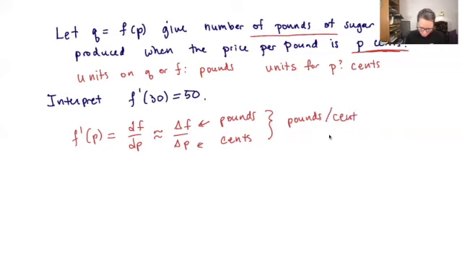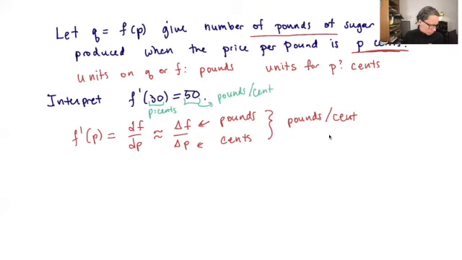Okay, so what does it mean to say f prime of 30 equals 50? Well, 30 is inside the parentheses. As a good reminder, we should think of that as the input. The input for this function is p, and p is measured in cents. The output would be 50, and since this is a derivative, the units would be pounds per cent.